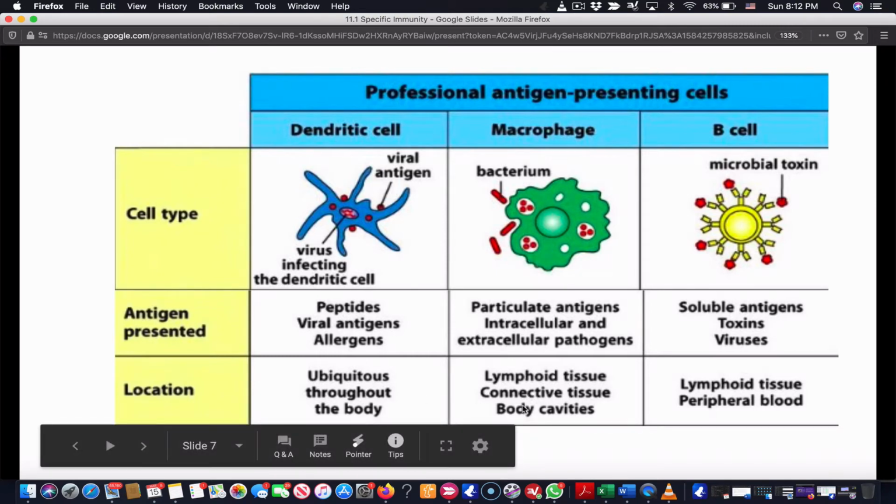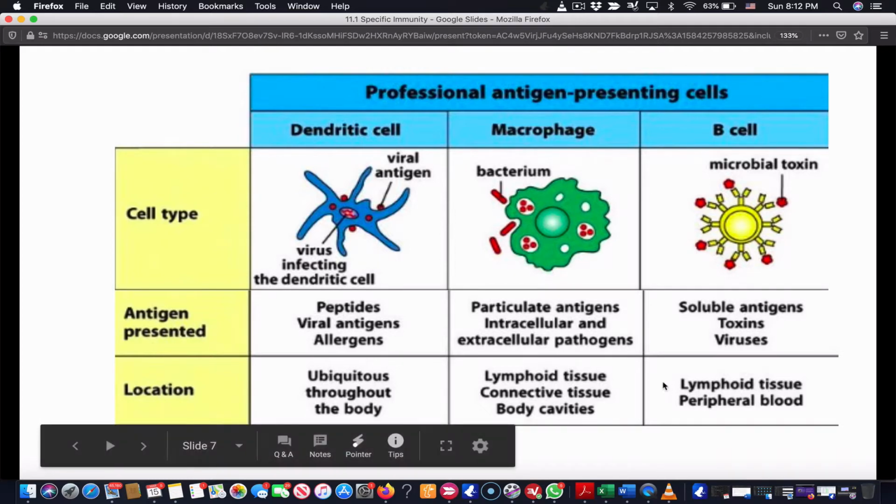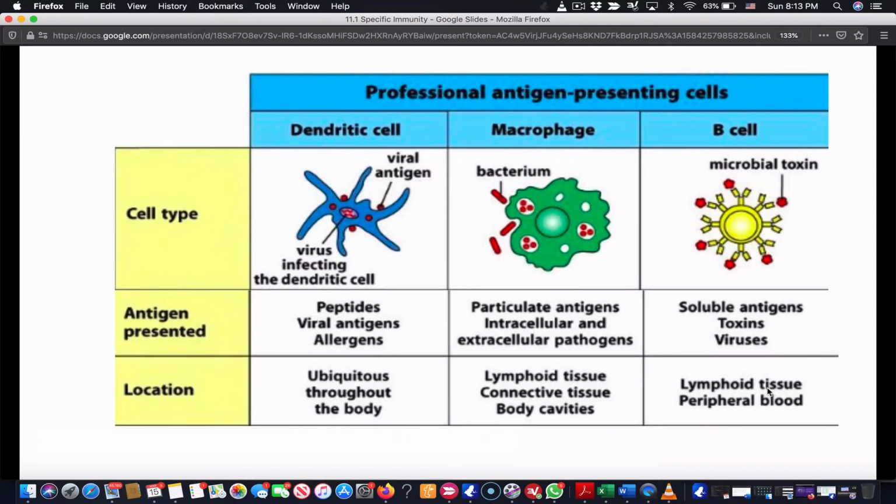Macrophages, notice here, are in connective tissue and body cavities. Why we talk about these most is because this is what we're going to find in our lungs and things like that. They're there to rid us of the pathogens that get through that first barrier of defense. And then finally, we've got the B cells, and these are going to be moving through the blood and the lymphoid tissue. These are originally produced in the bone marrow, but this is where we initiate basically our specific defense.